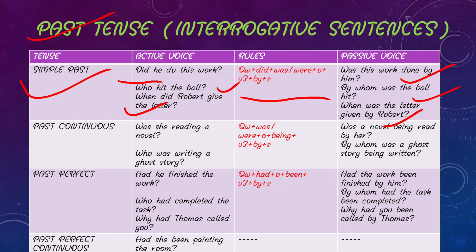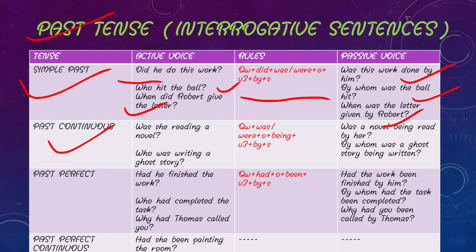Now let's move into past continuous. The first sentence is: Was she reading a novel? Here the subject is she, the object is a novel and the verb is was reading. As we find out the verb, it becomes very easy for us to identify the tense, which tells us that this sentence is in past continuous form.